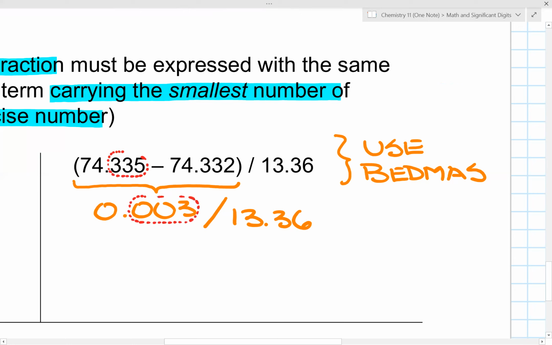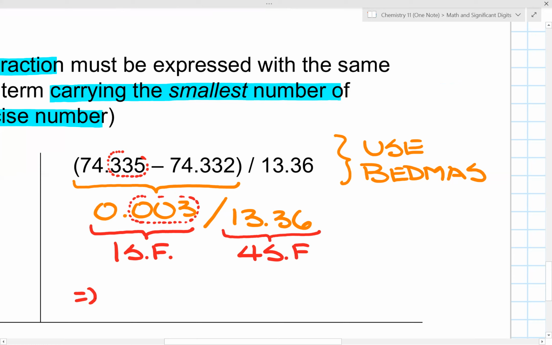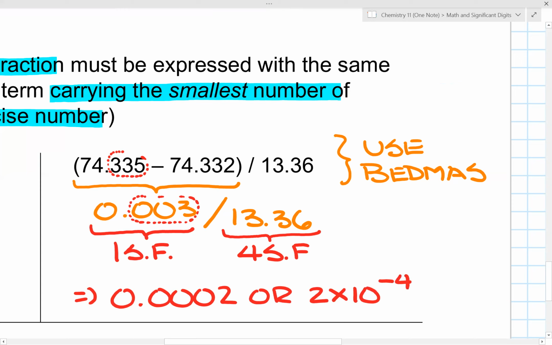Now, that's the first step done. The second step here is, because there's division, in this case, you have 1 sig fig divided by a number with 4 sig figs. So your final answer should have 1 sig fig. So in this case, it would be 0.0002, or 2 times 10 to the negative 4. Okay.